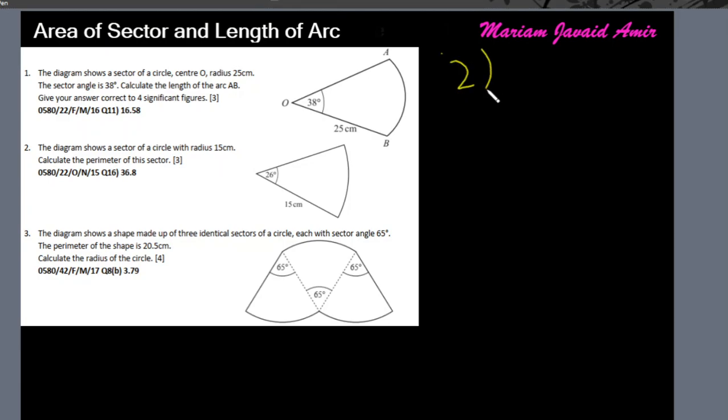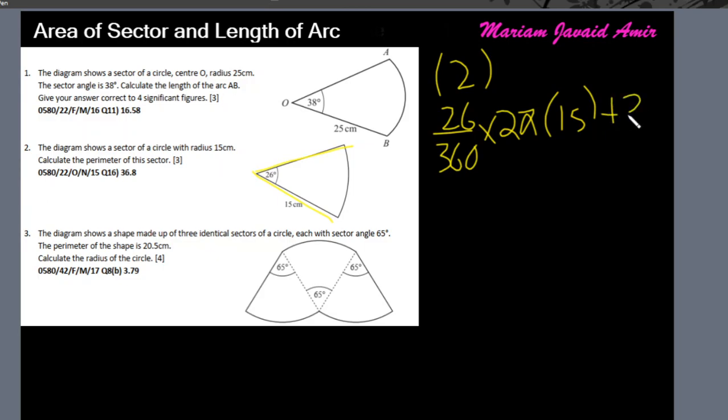The diagram shows a sector of a circle with radius 15. Calculate the perimeter of the sector. So for perimeter we find the length of all sides. This side, which is the length of arc, plus 15 plus 15. So length of arc is theta over 360 times 2 pi r, plus the radii, so plus 30. So this should give us this value, rounded off to 3 significant figures.